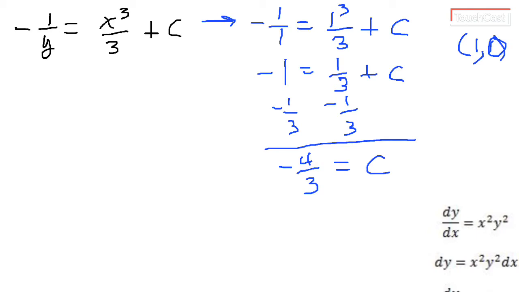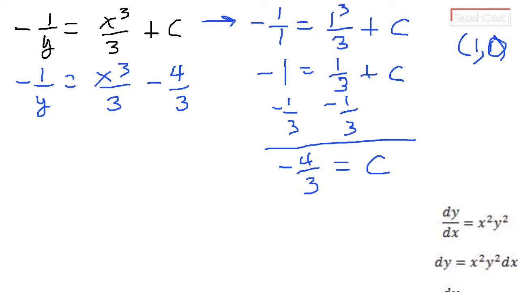So now I'm going to take that c that I got. I'm going to go back to the equation I was working with. Negative 1 over y is equal to x cubed over 3 minus 4/3. All right, so that is 1 step away from the final answer, 1 point shy from the total possible. If I want to get the last point, I'm going to have to isolate the y.